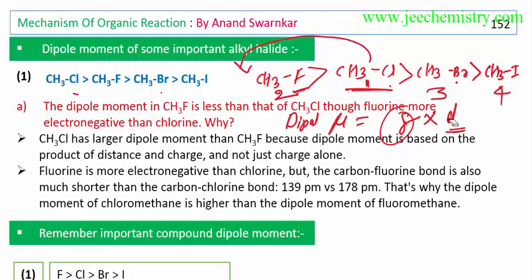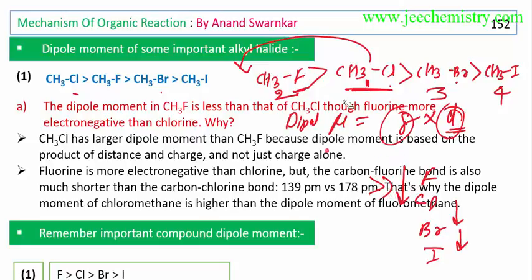But in deciding the dipole moment, you also have to consider the bond length. Fluorine is highly electronegative, but its size is very small, while the chlorine size is much higher. Among fluorine, chlorine, bromine and iodine, the difference in size between the later ones is not much, but the difference between fluorine and chlorine is very large.